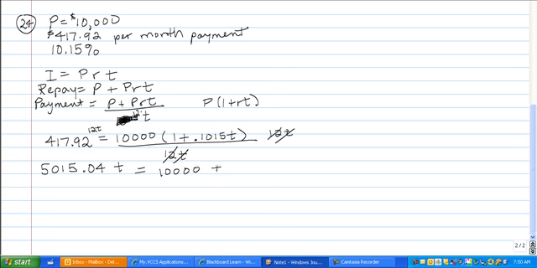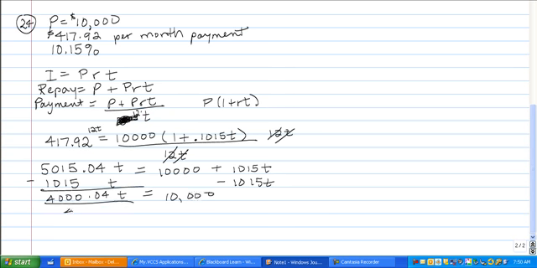It's going to be 10,000 plus 1,015t. So I'm going to subtract 1,015t. So I get 4,000.04 times t equals 10,000. And if I divide, 10,000 divided by 4,000.04, I'm getting 2.5 years. So 12 times 2.5, and I get 30 months.